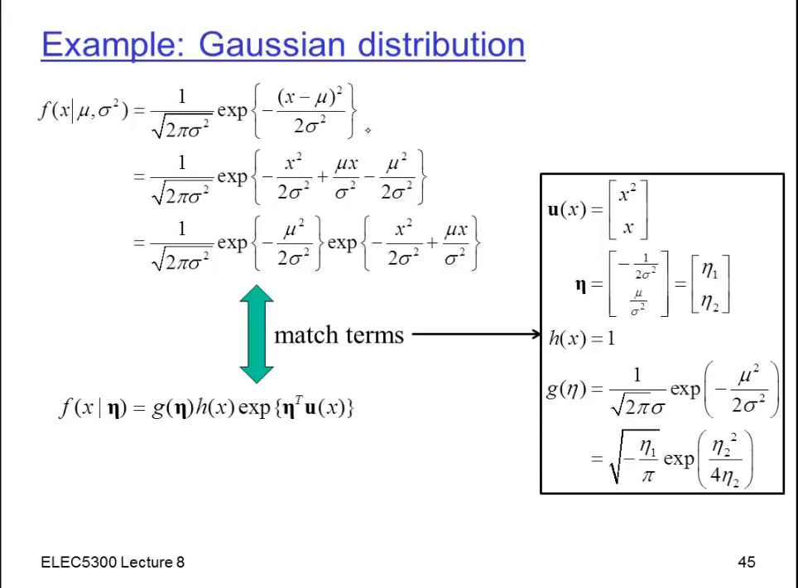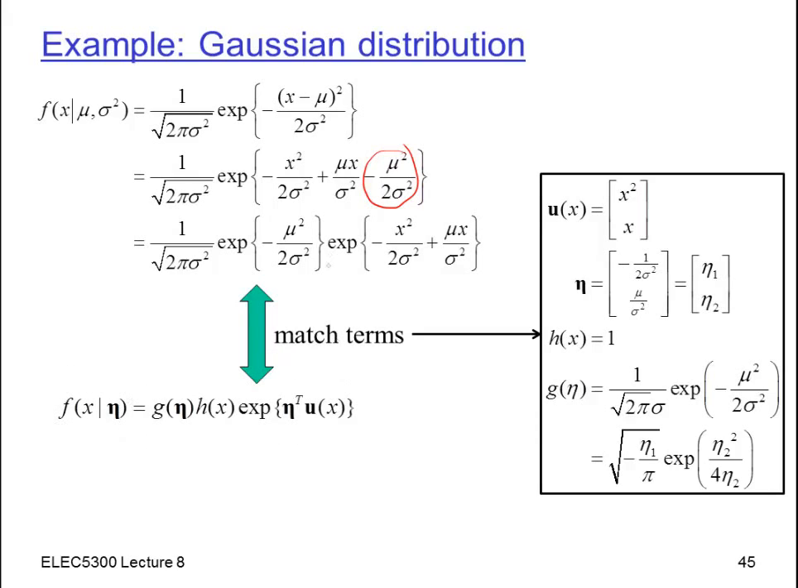Then what I can do is I can leave only the terms that have x inside the exponential. So I'll pull this term out into its own exponential, so I get 1 divided by the square root of 2 pi sigma squared, exp of this term that I pulled out, and exp of this term that depends on x squared, and this term that depends on x. And so now again, this is the general form of the exponential family of distributions.